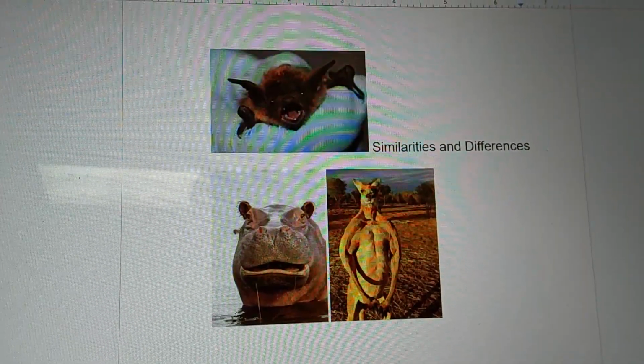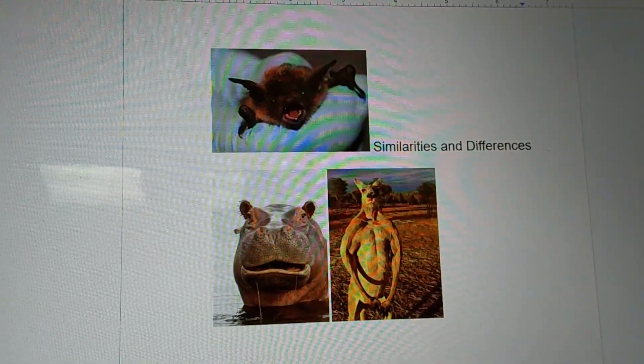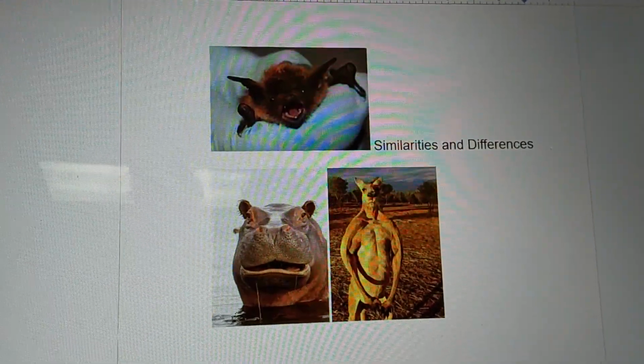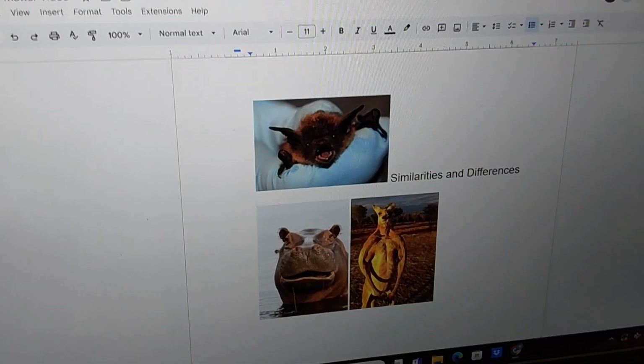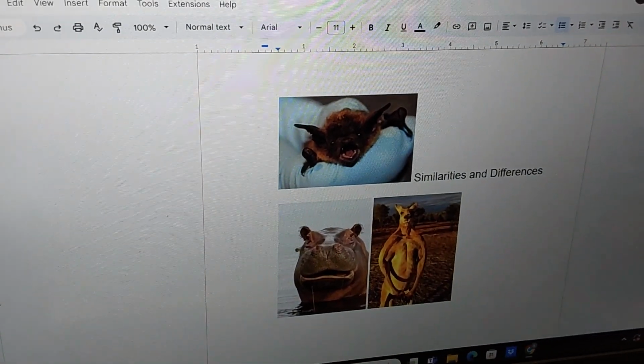And then for a difference, the brown bat lives in a forest area while the red kangaroo lives in the savanna and the hippo lives in a wetland environment. And that was the carbon cycles of the little brown bat, hippo, and red kangaroo.